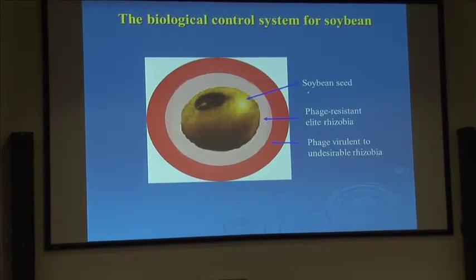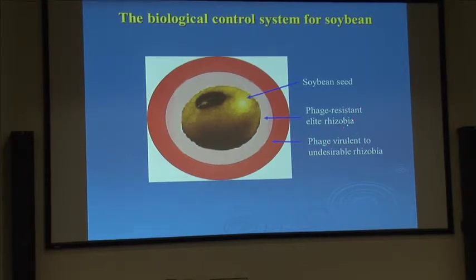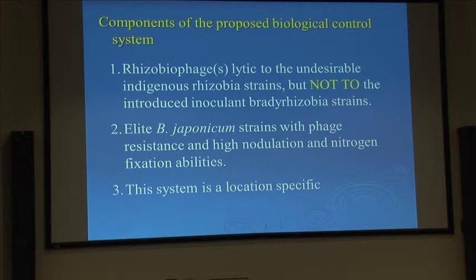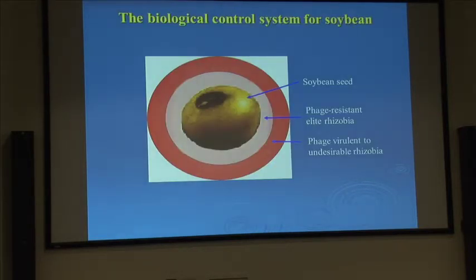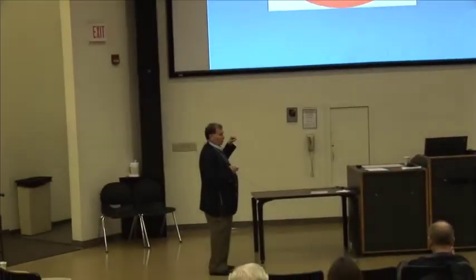Resistant strains to the virus that is lytic to the virulent, highly competitive strains. So this is the first layer: strains of bacteria that are resistant to the virus. Then this one will have another coat, with the virus that is lytic to the highly competitive but undesirable strain in the soil. Sometimes we looked at the nodule occupancy and the competition, but as I said, our results varied from one location to another.